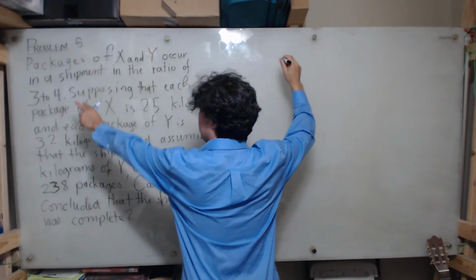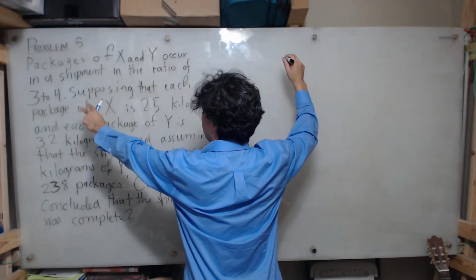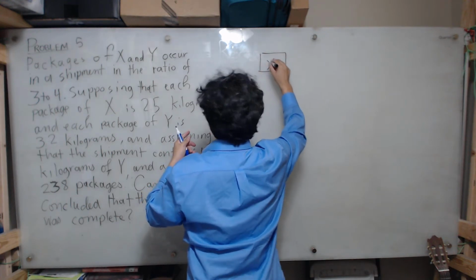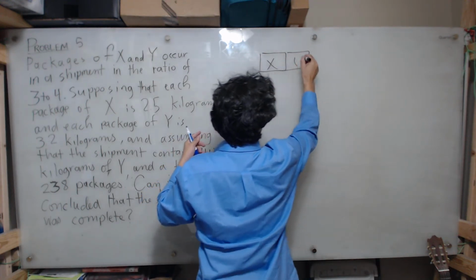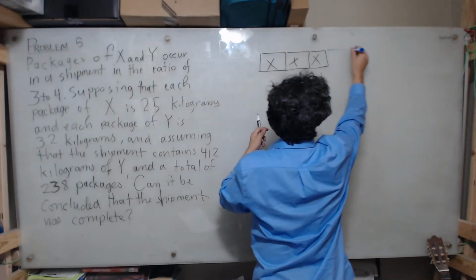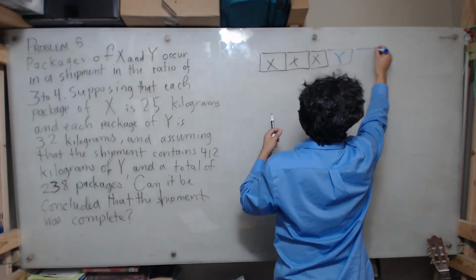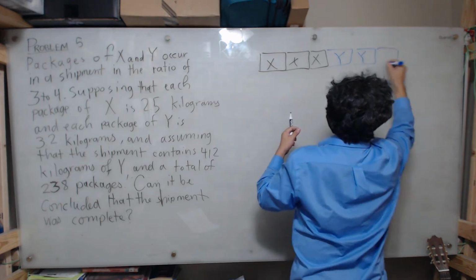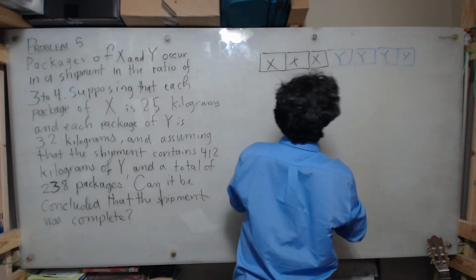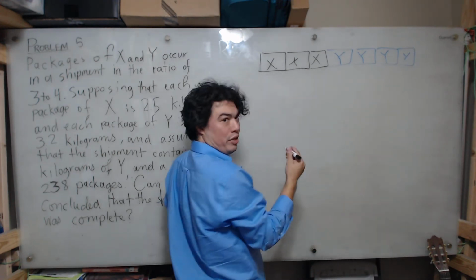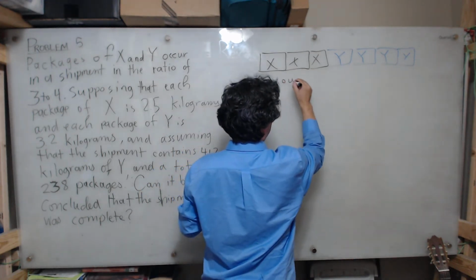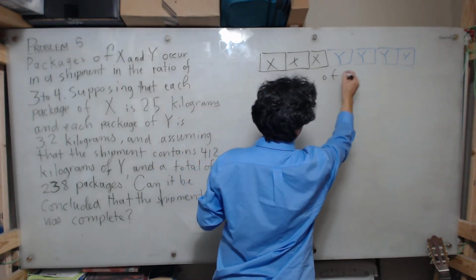So first, the packages of X and Y in the shipment are in the ratio of 3 to 4. So X, 3 to 4, Y. In other words, we can look at the shipment in terms of groups of 7 that are like this. Okay, groups of 7.